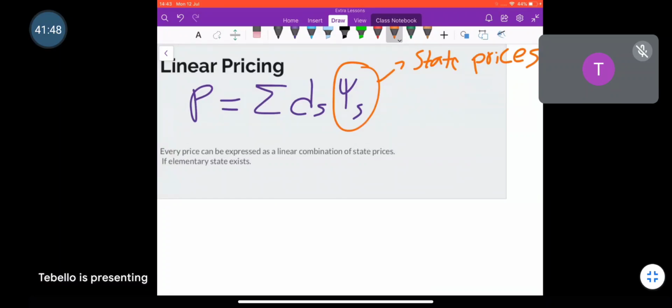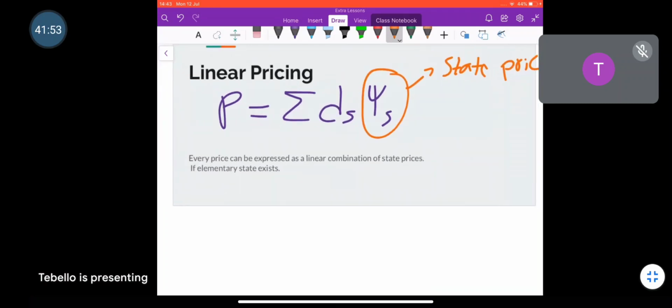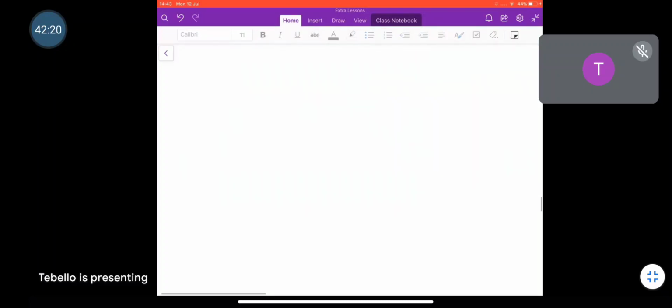This theorem says that every price can be expressed as a linear combination of the state prices. So there is not much in terms of understanding this. The only question which can arise from here is to derive this thing. So how do we derive this thing? Before we can go to those things, I need to do one example, right?